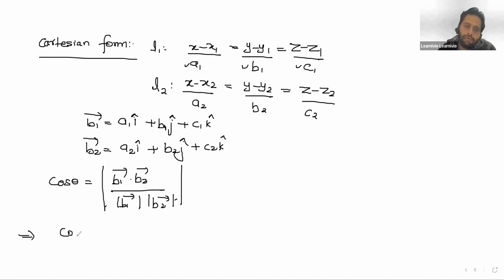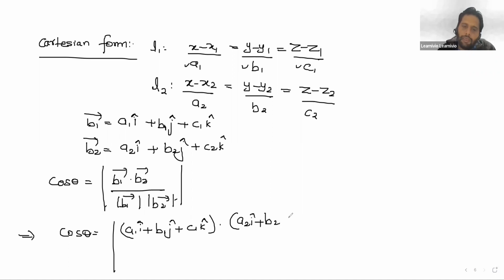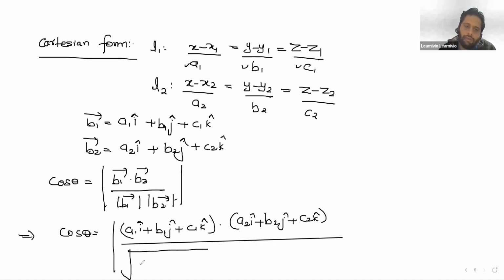Okay, so cos theta is equal to B1 dot B2 by magnitude B1 magnitude B2. So A1 I cap plus B1 J cap plus C1 K cap dot product A2 I cap plus B2 J cap plus C2 K cap by magnitude of B1. Anyone can tell me what is the magnitude of B1? You have a vector B1. What is its magnitude? It is under root A1 square, B1 square, C1 square. You have another one: A2 square, B2 square, C2 square.